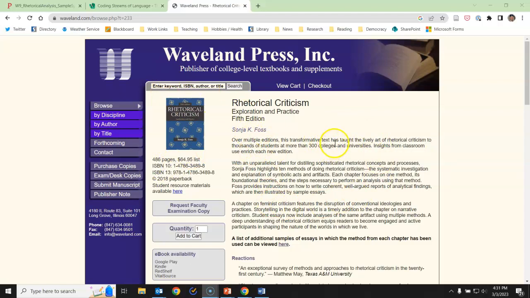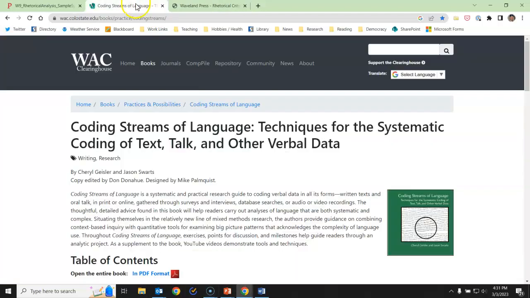I know I have a copy. I think Dr. Jen Scott has a copy. You can ask us to borrow it if you'd like. Another text, just talked about, is Coding Streams of Language. It's an open access text, and it's also linked in the supplemental resources for this week.